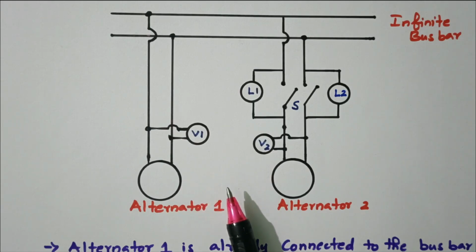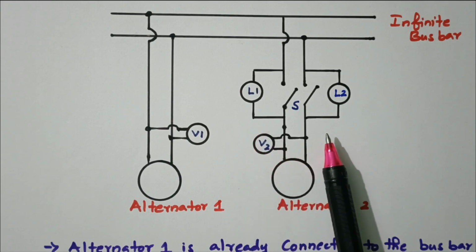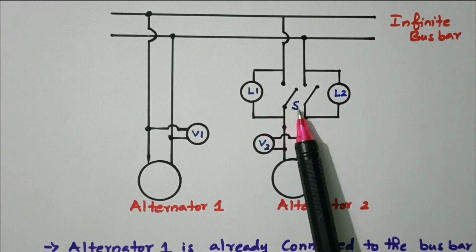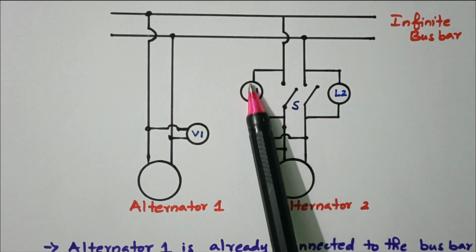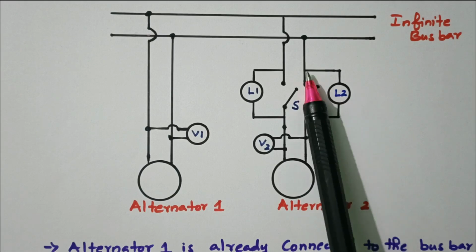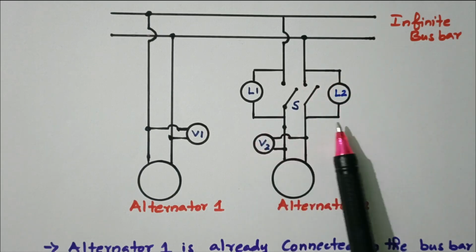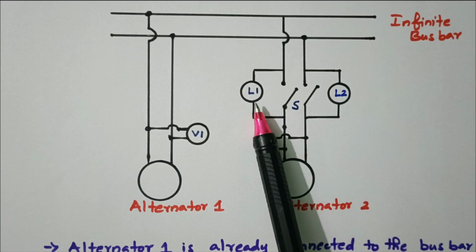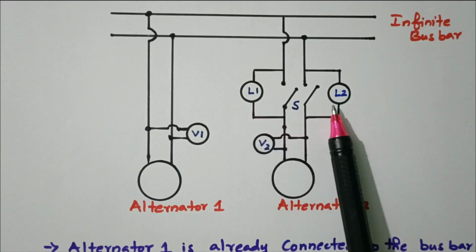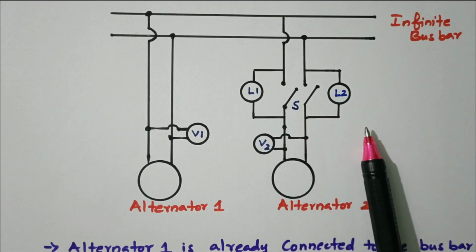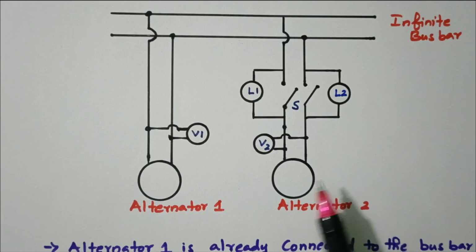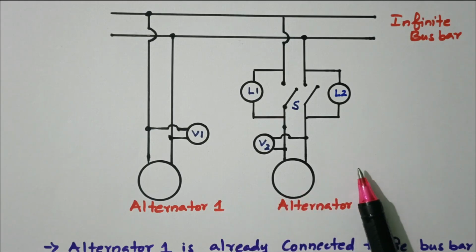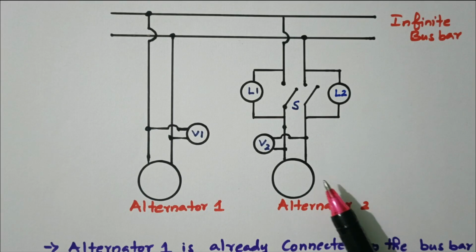The phase sequence and frequency can be measured using the switch S and lamps L1 and L2. The lamp L1 is connected across the switch. L2 is also connected across the switch, in phase as well as neutral. So by verifying the darkness and brightness of lamps 1 and 2, we can identify the various conditions, whether the frequency is equal, or the frequency of alternator 2 is greater or lesser than alternator 1. Now we'll see these conditions one by one.